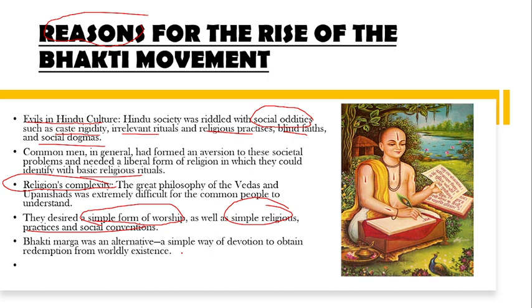One is the evils in Hindu culture, that is the caste rigidity, irrelevant rituals, religious practices, blind faiths, and social dogmas. The common man in general had formed an aversion to all these societal problems and wanted liberation from this. Second, the religious complexities and the great philosophies of the Vedas and Upanishads were not understood by the common people, and the common people wanted a simple religion. So it was shown by this Bhakti Marga.